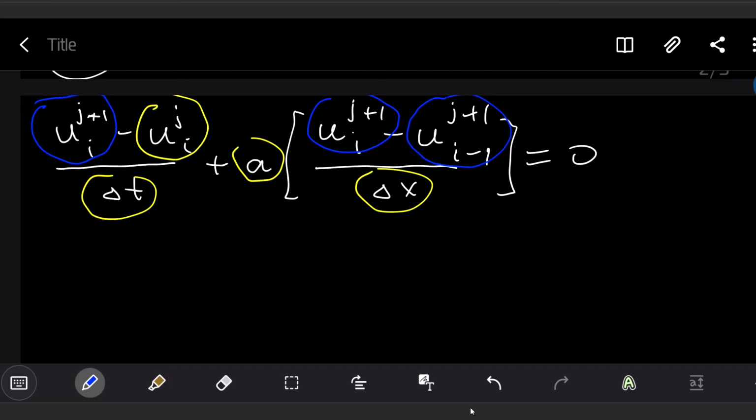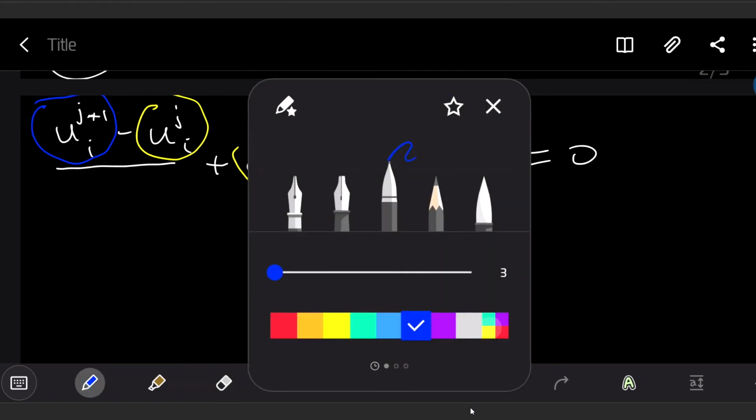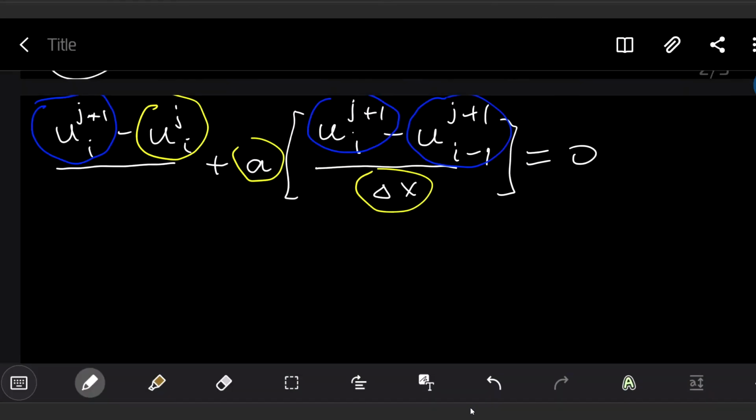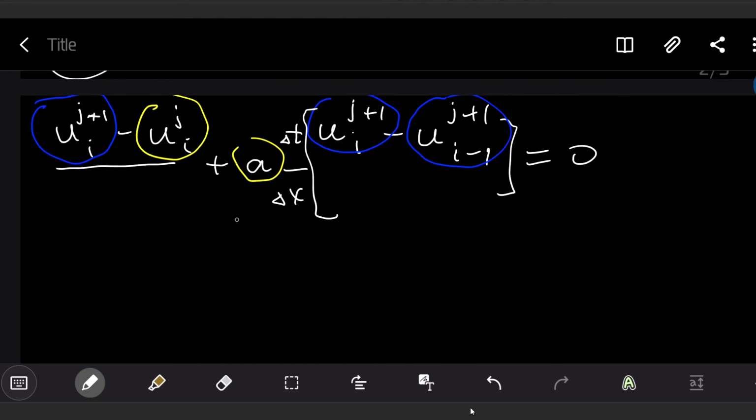I will use the properties of my blackboard, and I will just modify what is written here. I will not write it from the beginning. First of all, I will remove delta t from here. I will multiply all by delta t. So delta t is here, and delta x will be here. So I can remove it from here, and this will be inside my bracket. So this piece again is my Courant number.